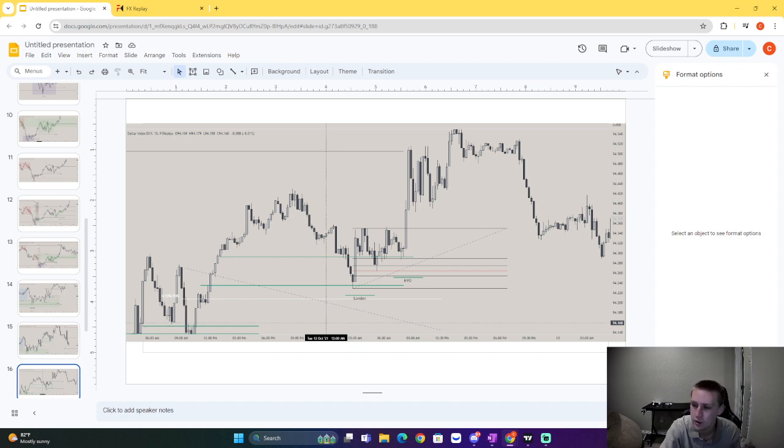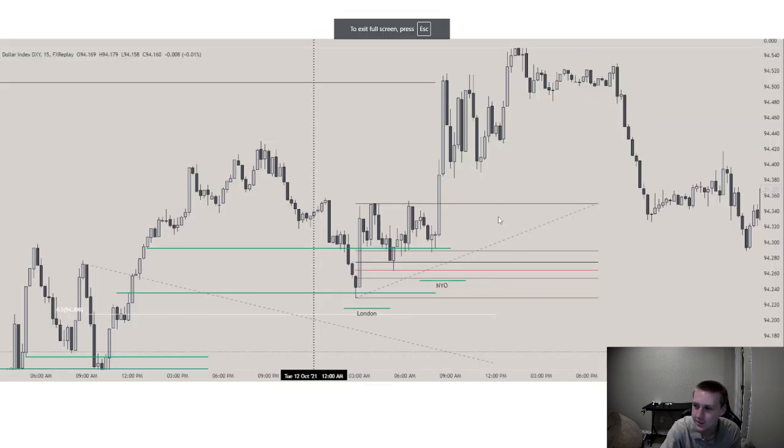So now you have all these signatures coming together. You have everything blending together, and everything is just beautiful. This is as beautiful as it gets. Market maker model. Why is this entry significant? One, we're retracing back down to a 1 hour PD array.